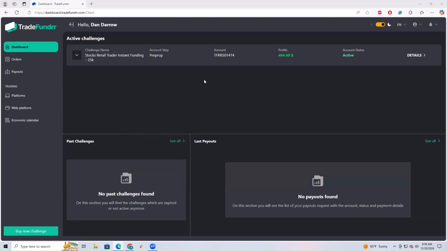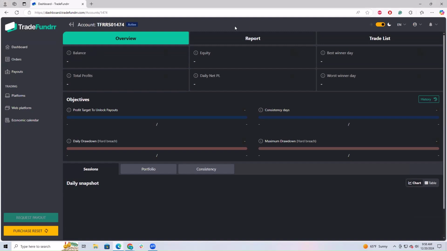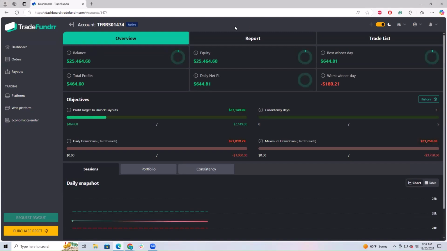This video is going to talk about the active challenge account detail overview. Beginning on your dashboard, what you want to do is select, in the active challenges section, the details tab. This is going to launch a more comprehensive report on your account.